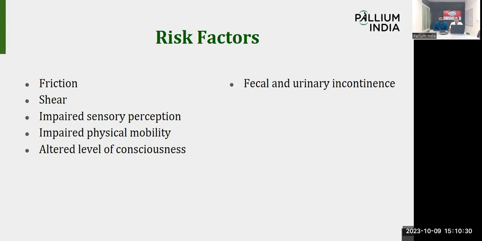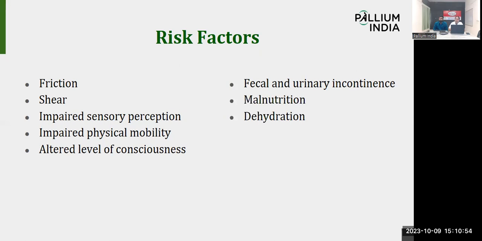Everything will be wet along with the bed sheet. The patient's skin will be wet. So that moisture will lead to impaired circulation, and then the patient can develop bed sore, right? Then malnutrition, as one of you has said: the patient will not be getting proper nutrition, so because of that also pressure sore can develop.